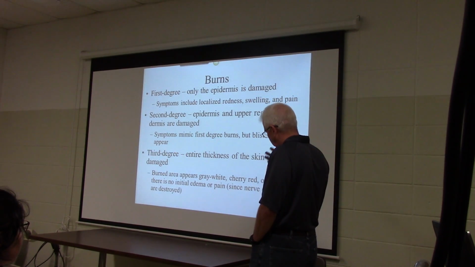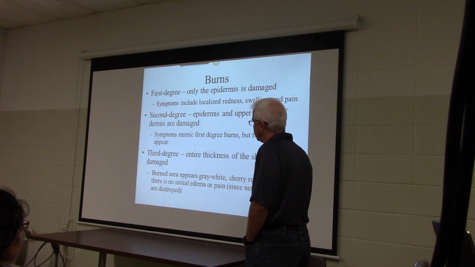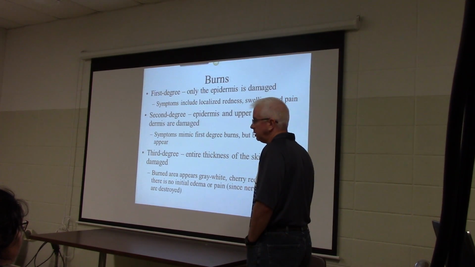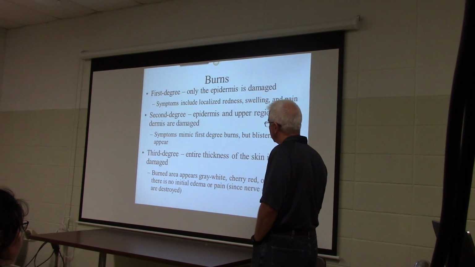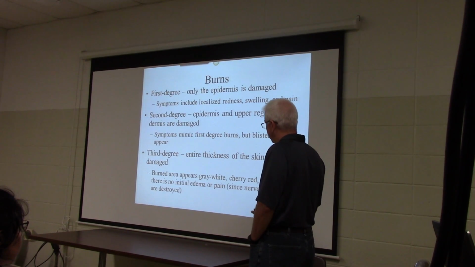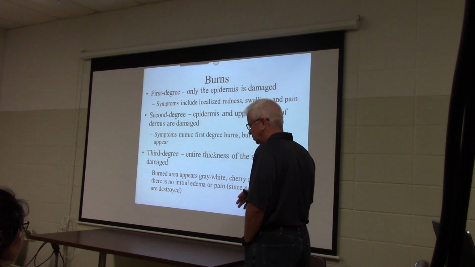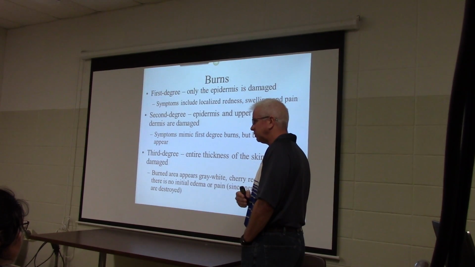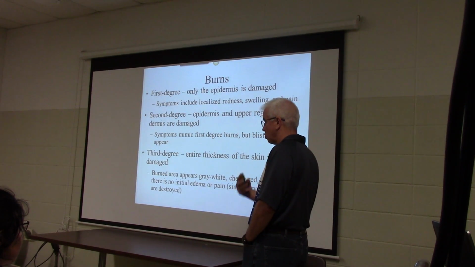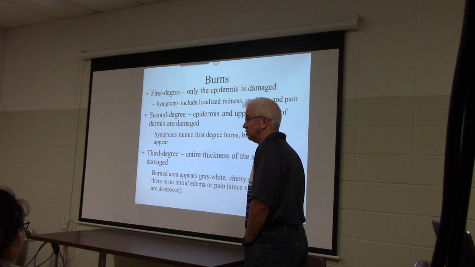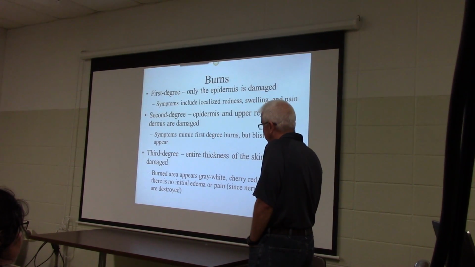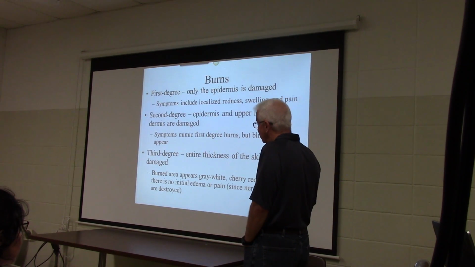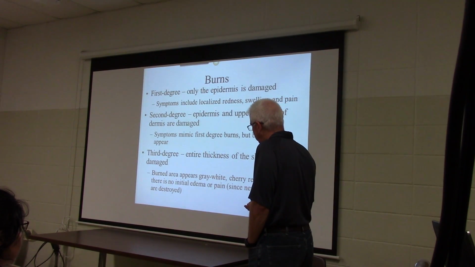A third degree burn includes the whole thickness of the skin. These are horribly nasty, really potentially life-threatening burns if they cover more than 10% of your body, which is not much. The burn area appears gray-white, sometimes a cherry red color. It doesn't hurt at first, at least not in the area of the burn, because you cauterize and burn all the blood vessels and nerve endings, so there's no action potential, no ability to send sensory information. But the pain's coming as the tissue begins to repair.